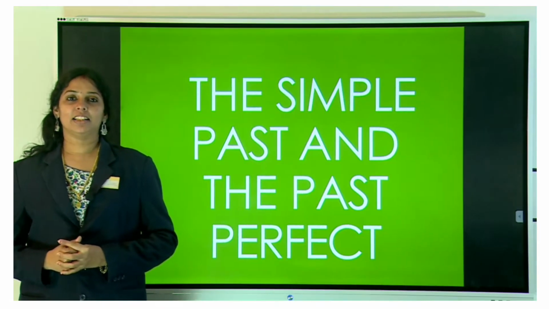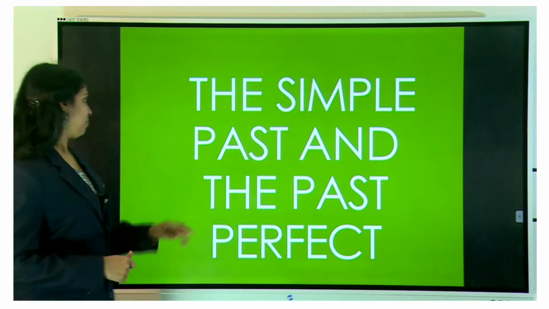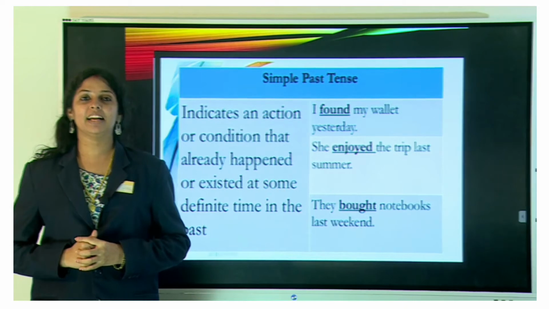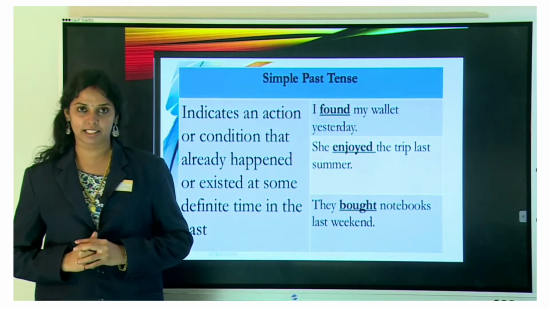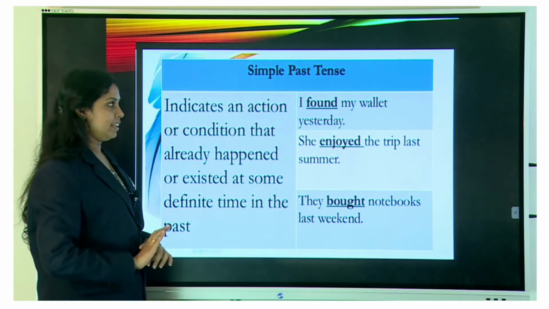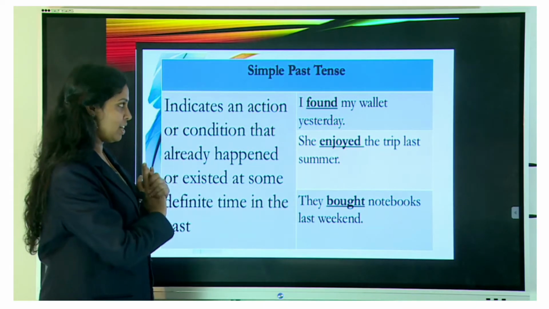Let us discuss the past and the past perfect today. The simple past is used for activities that completed at a definite time in the past. Let us see some examples for simple past. I found my wallet yesterday. So here the definite time is mentioned.